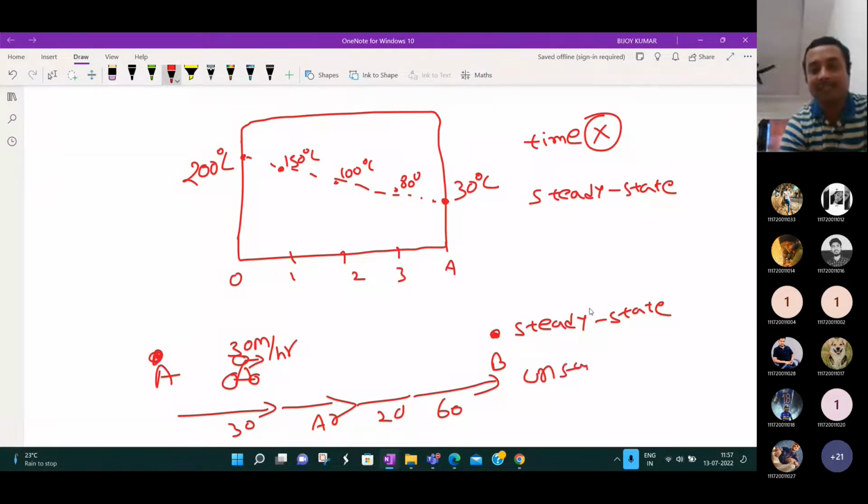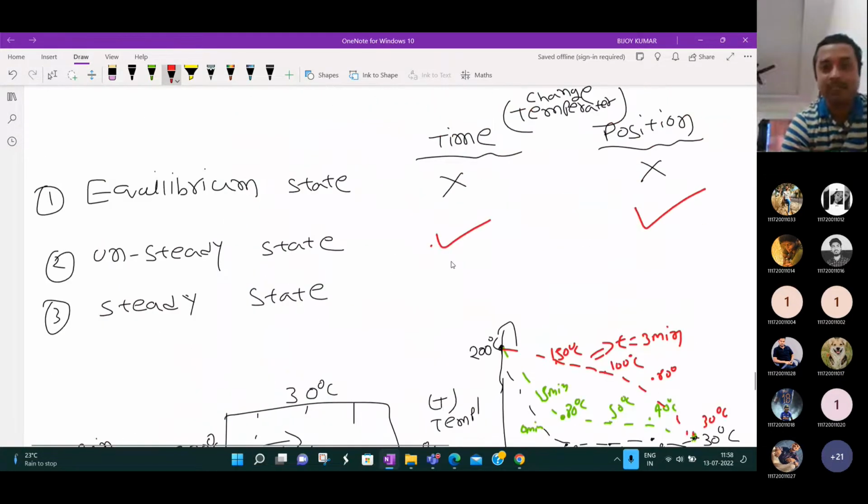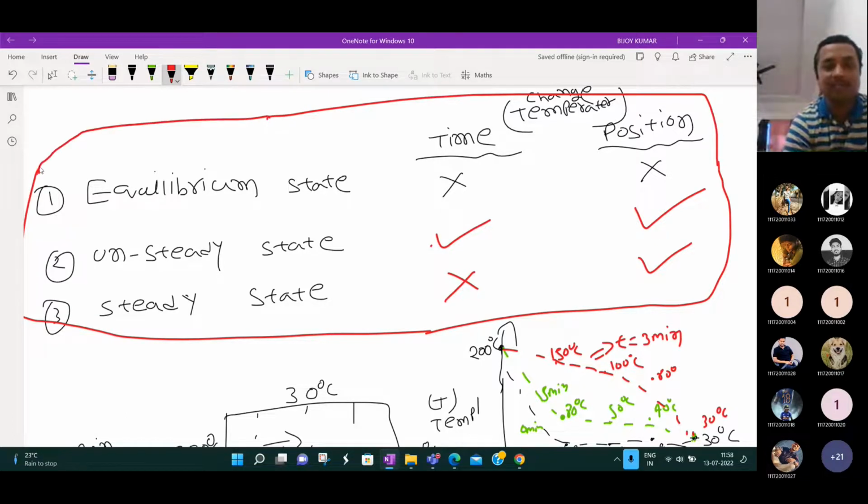Okay. So what is steady state? Steady state means the properties are not changing with respect to time, but with respect to position, they are changing. So kindly keep this in mind. Try to digest or memorize these things.